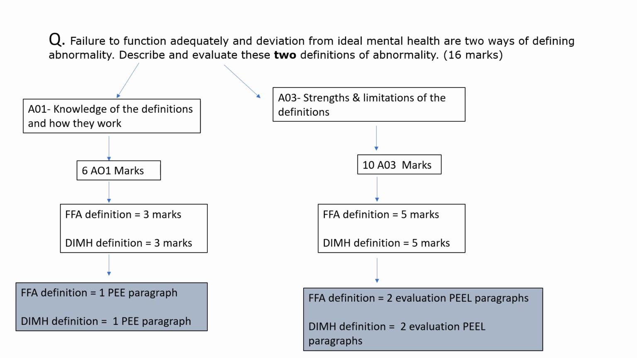But of course, the bulk of our marks are for the evaluate bit. So we know that strengths and limitations. Again, we've got 2 definitions to talk about. So if there's 10 marks up for grabs in total for evaluation, and we've got 2 different definitions, we're aiming to get 5 marks on both. Now, what I'm suggesting in terms of our plan is that we plan in total 4 evaluation paragraphs. 2 for the failure to function adequately, and 2 for the deviation from ideal mental health.